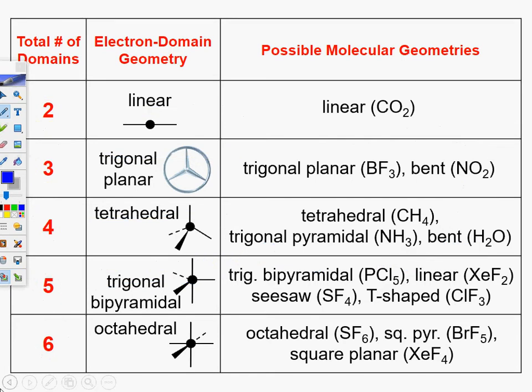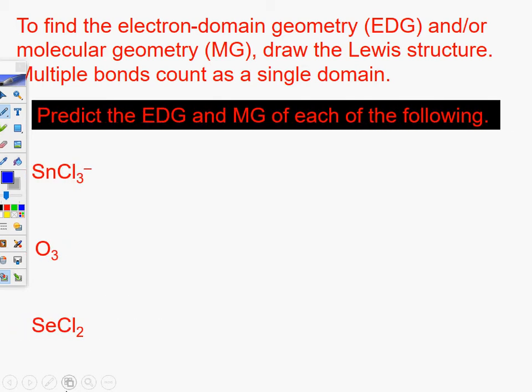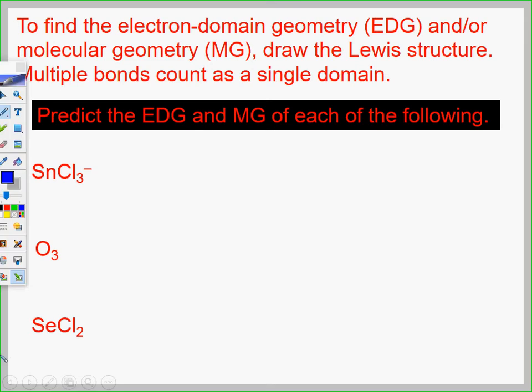Moving on. To find the electron domain geometry and the molecular geometry, draw the Lewis structure. Okay, so let's go ahead and predict the electron domain geometry and the molecular geometry. Let's do this one together. The first thing I'm going to have to do is what? Total electrons.